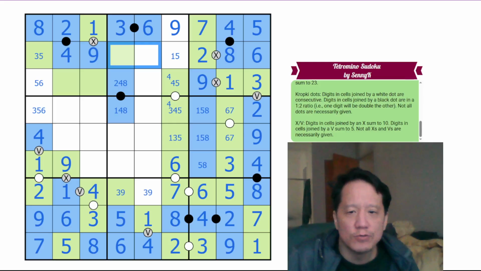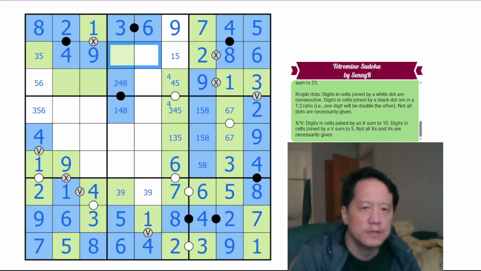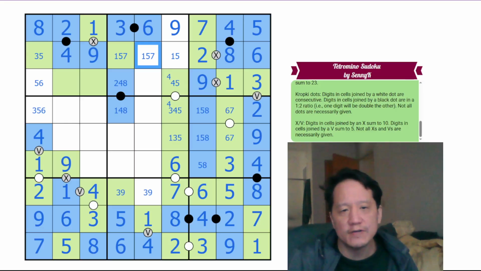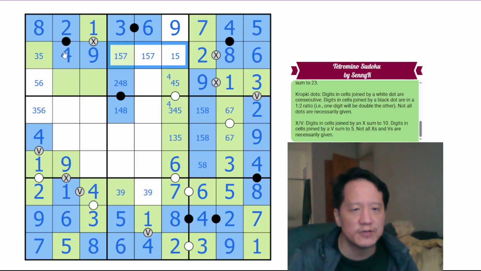Remaining digits in row 2. We have 1, 3, 5, and 7. And no 3. This is a 1, 5, 7 triplet, which eliminates 1, 5, 7 in the rest of the row. This can't be 5. This is 3. This can't be 3 then.